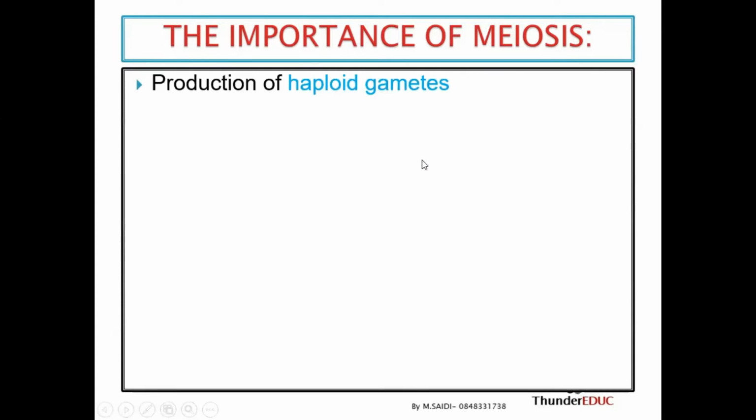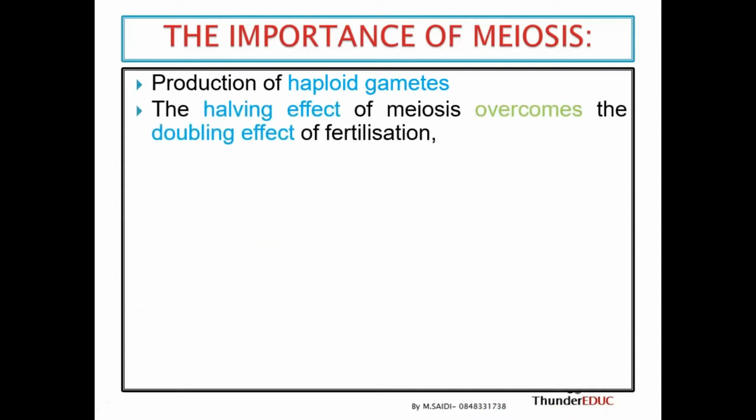The first one is the production of haploid gametes. When we talk about gametes, these are sperms and ova. So these sperms are haploid. It means that if the body cell is diploid, it has 46 chromosomes. Now the gametes are going to have 23 chromosomes if it is a human cell. So number two is the halving effect of meiosis overcomes the doubling effect.